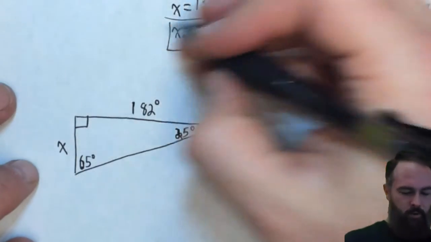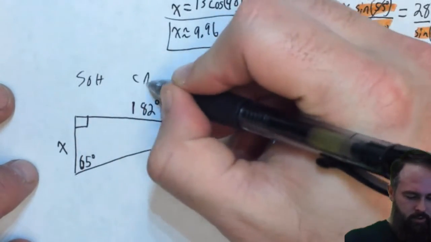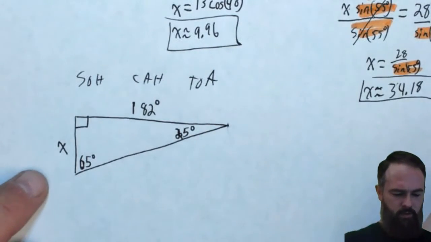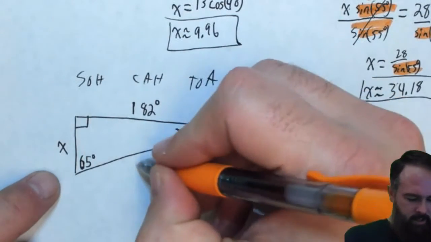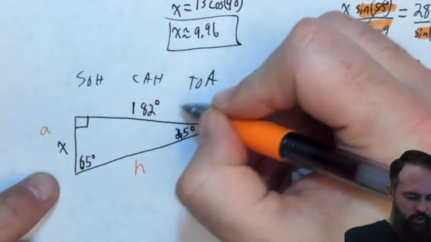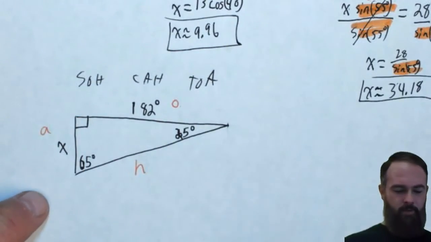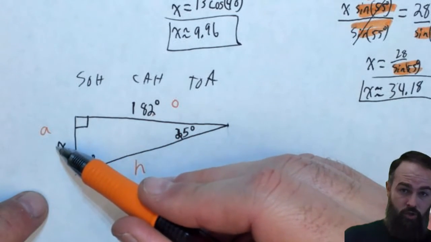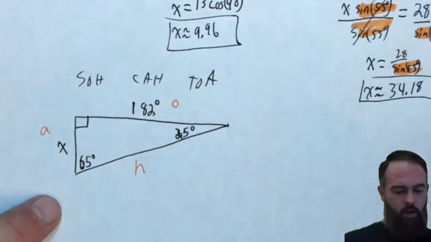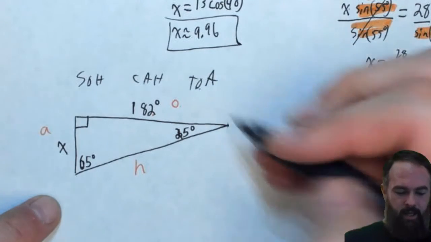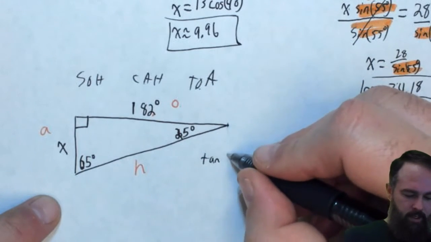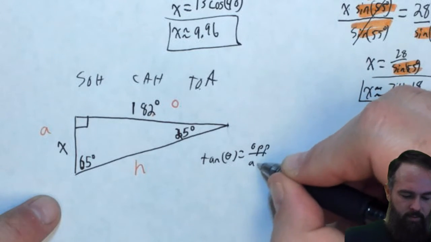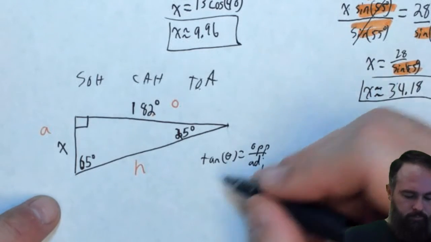Let's figure out what we got. I'm going to go ahead and write SOHCAHTOA just so that it's on the screen. Now, SOHCAHTOA, we've got to identify our sides. Here's hypotenuse, here's adjacent, and here is opposite. I know my opposite side. I'm looking for my adjacent side, so opposite and adjacent makes tangent. Tangent of theta is equal to opposite divided by adjacent.